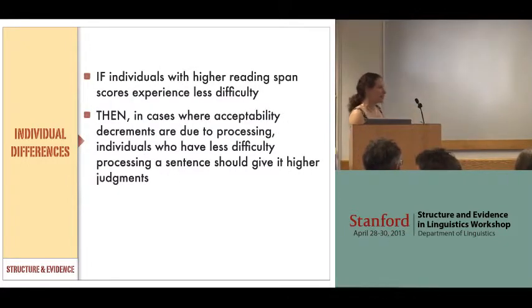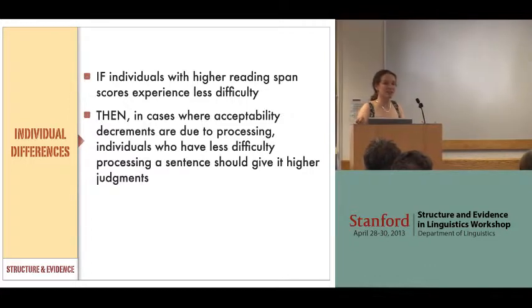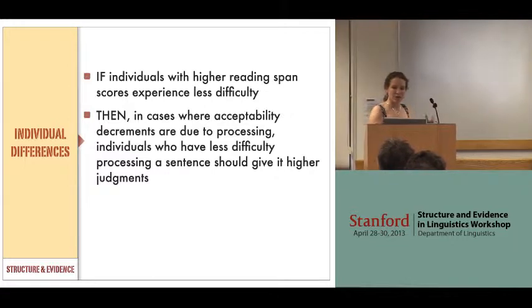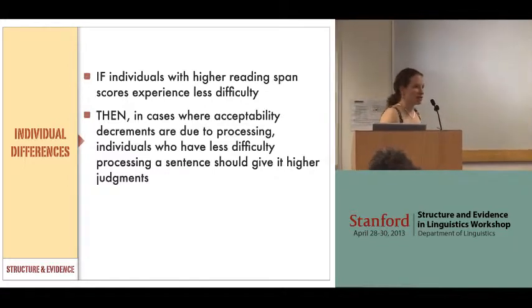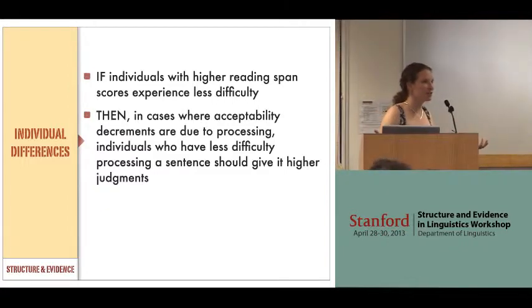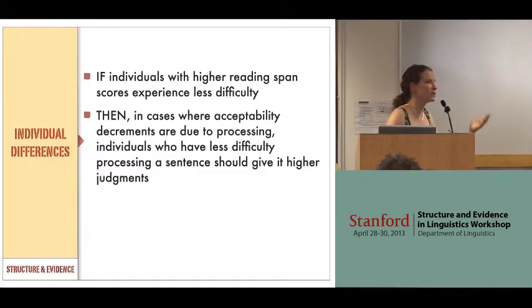So the logic behind this, and this is the logic that Sprouse, Wagers, and Phillips were using also, I think, is that if the people who have higher reading span scores or any other scores on any other measurement of working memory experience less difficulty with hard sentences because they have more resources, then if your acceptability decrement is really due to processing, these people who have less difficulty with it should give it a higher judgment. Right? Because they aren't having a hard time. So if it was due to having a hard time and they aren't having a hard time, they shouldn't show this decrement.